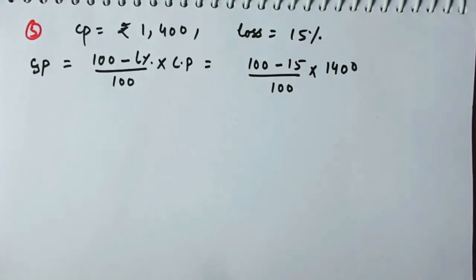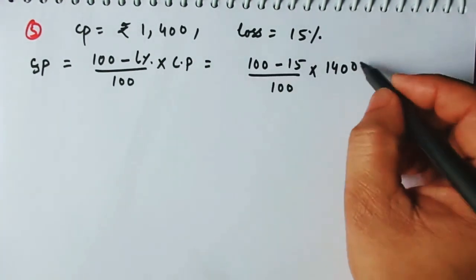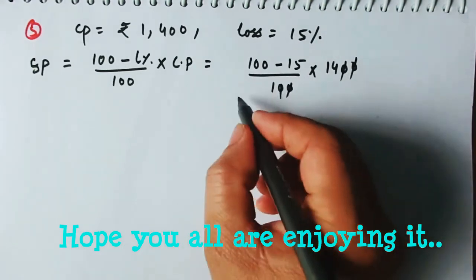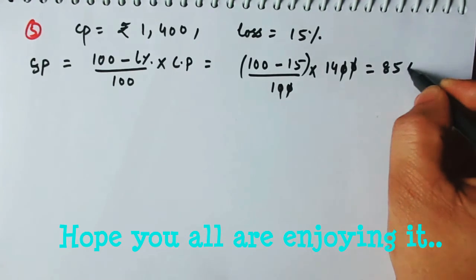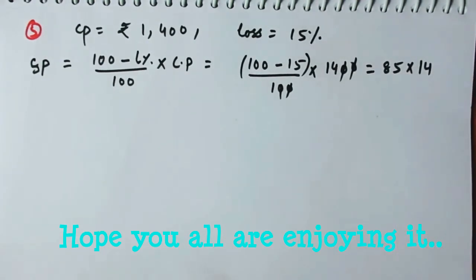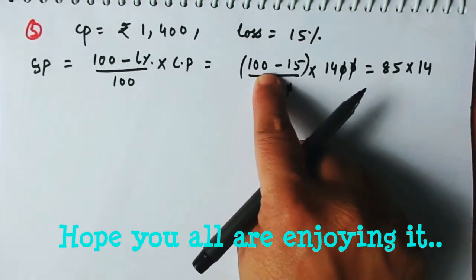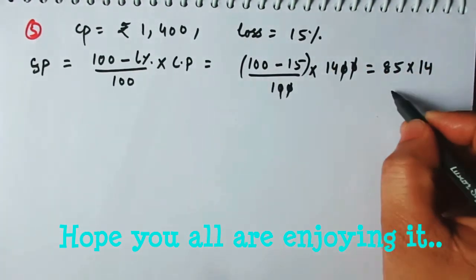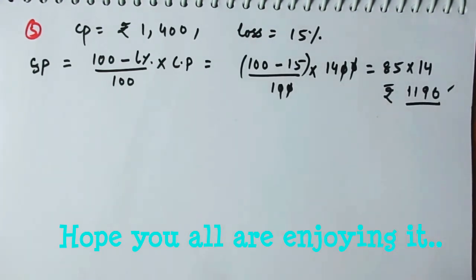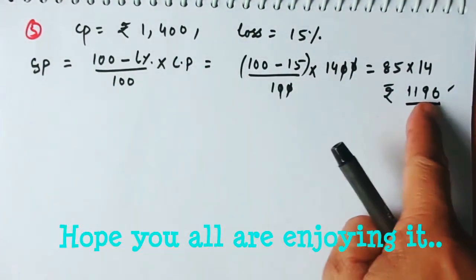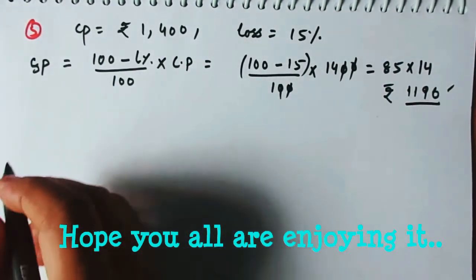Okay, have a look. 85 by 100 and you cancel it. So 85, here you can find it out directly. 85 into 14. So 85 into 14, that will give you rupees 1190. Simple, 1190. So you can see that when there was loss, naturally the selling price was less. Clear? Moving on to number 6.